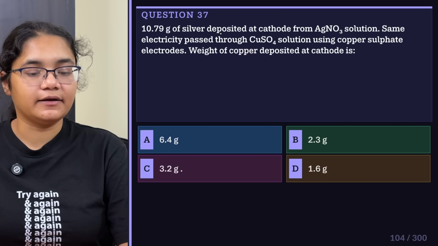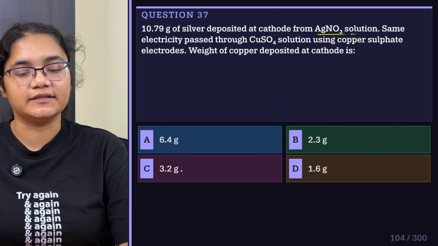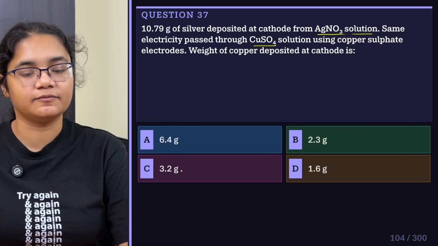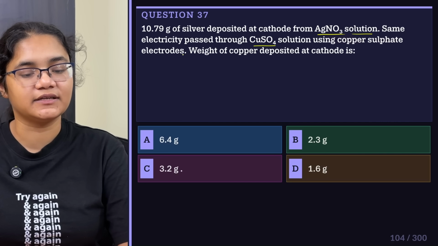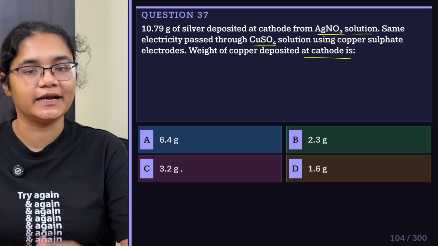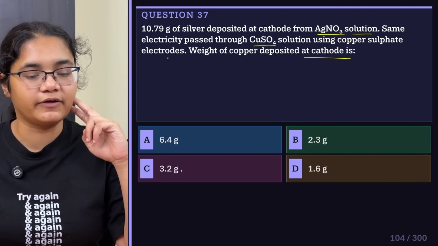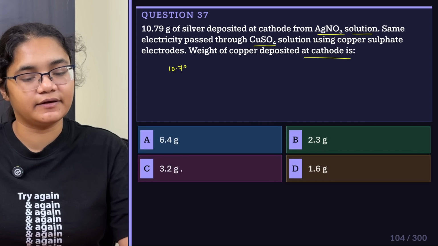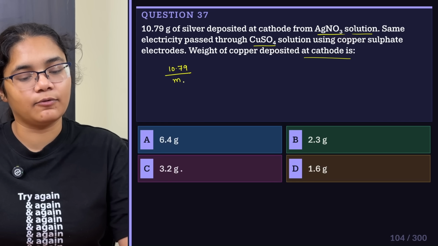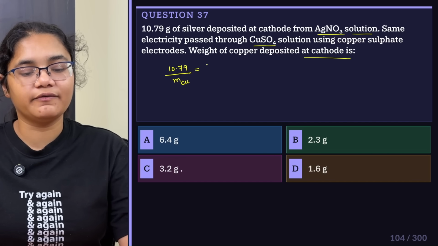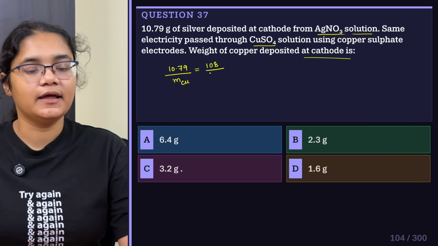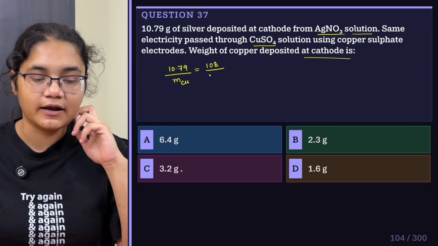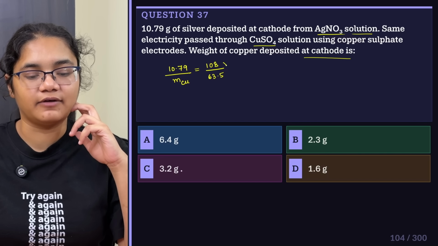Next, 10.79 gram of silver deposited at cathode from AgNO3 solution. The same electricity is passed through copper sulfate using copper electrodes. Weight of copper deposited? Here we can use Faraday's second law of electrolysis. So mass of silver deposited, that is 10.79, by mass of copper deposited, is equal to the equivalent mass of silver, 108, divided by equivalent mass of copper, that is 63.5 by 2.